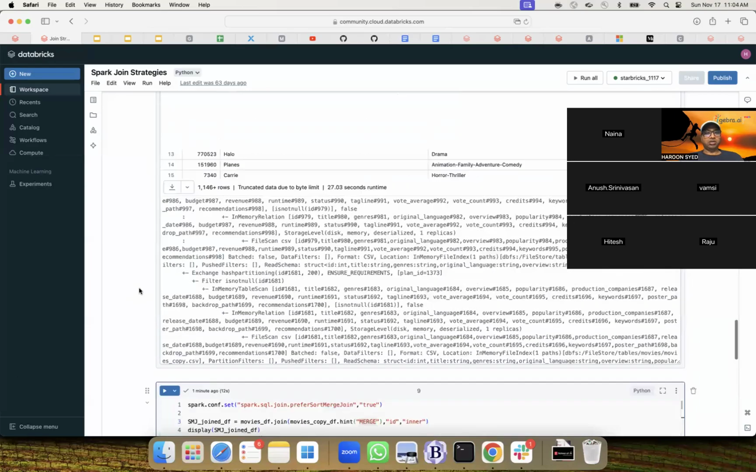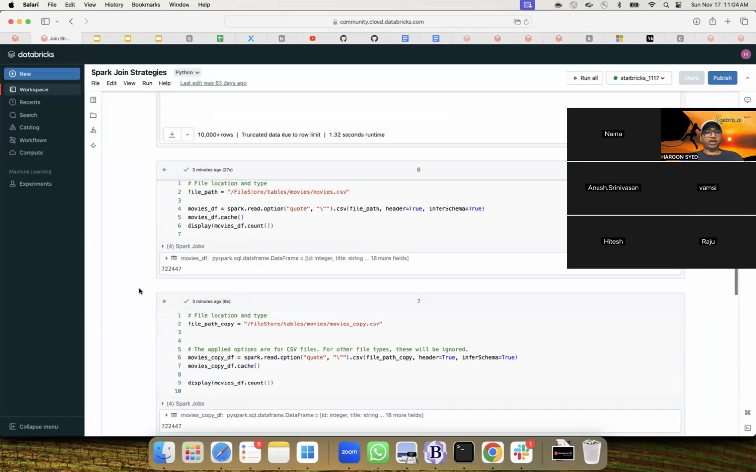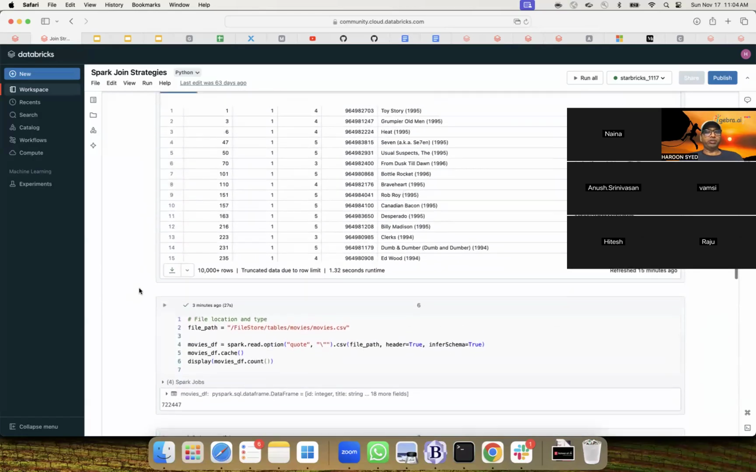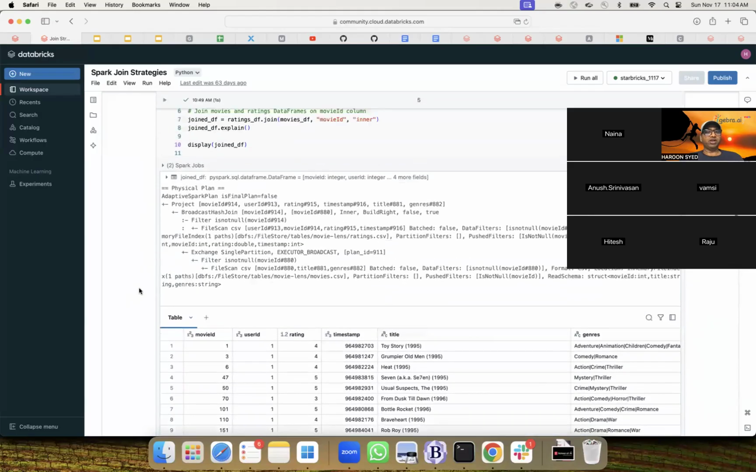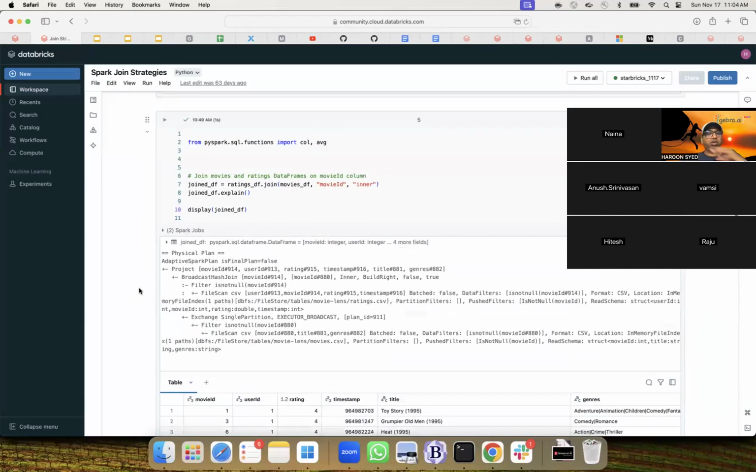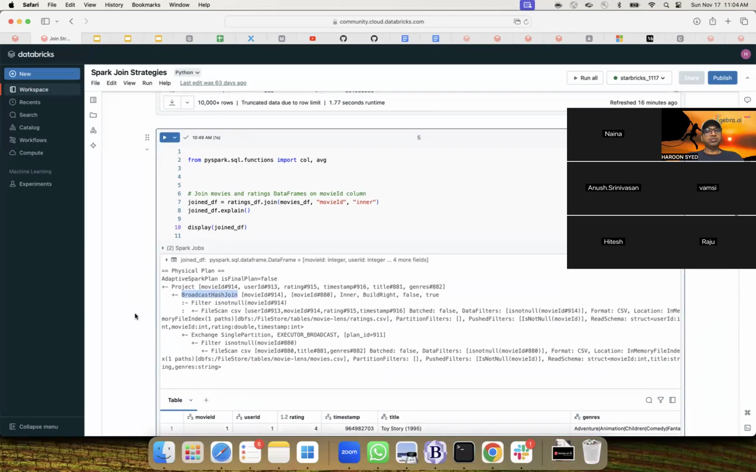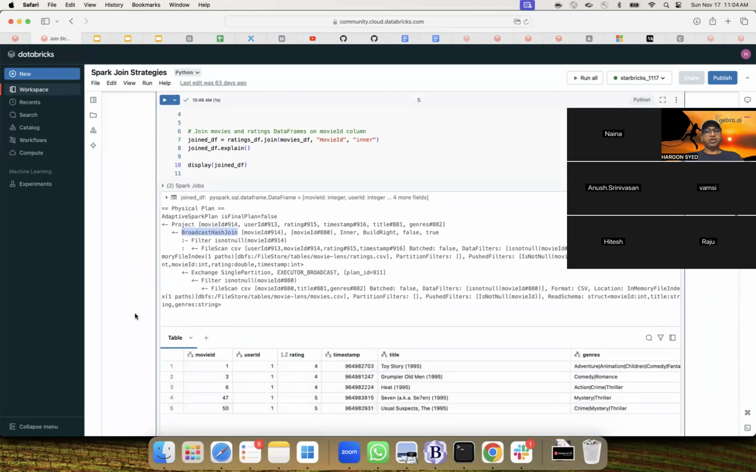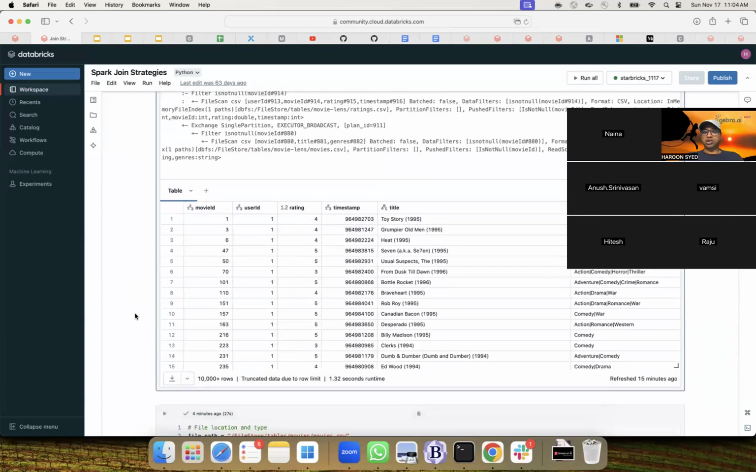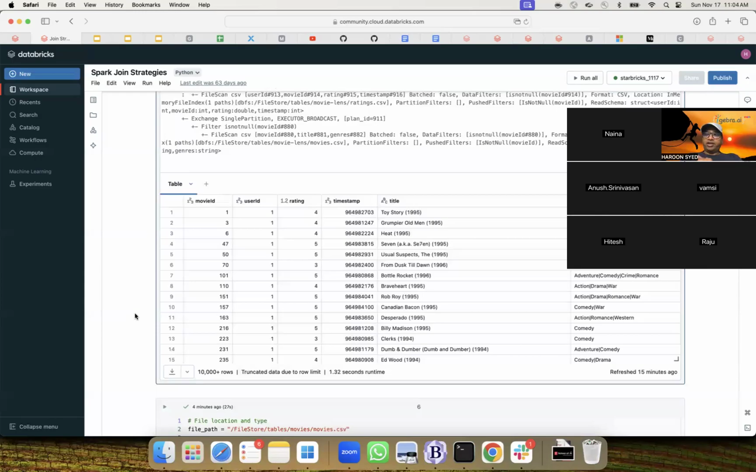Okay. But if it is a smaller data set, you get much better performance because there is no shuffle. It goes in 1 second. Broadcast hash join. Clear? Any questions?